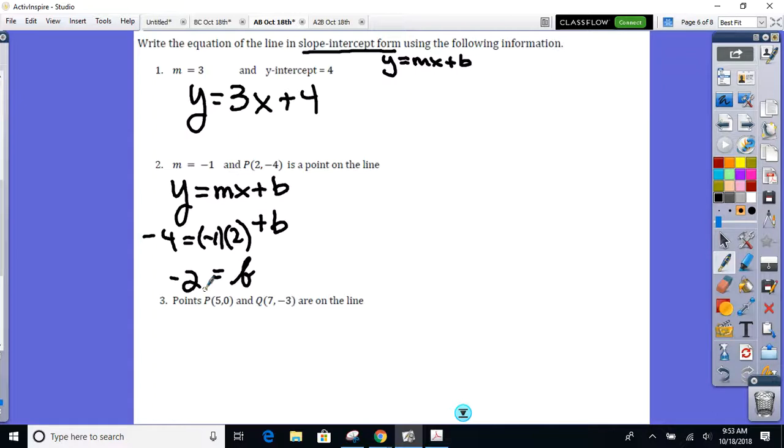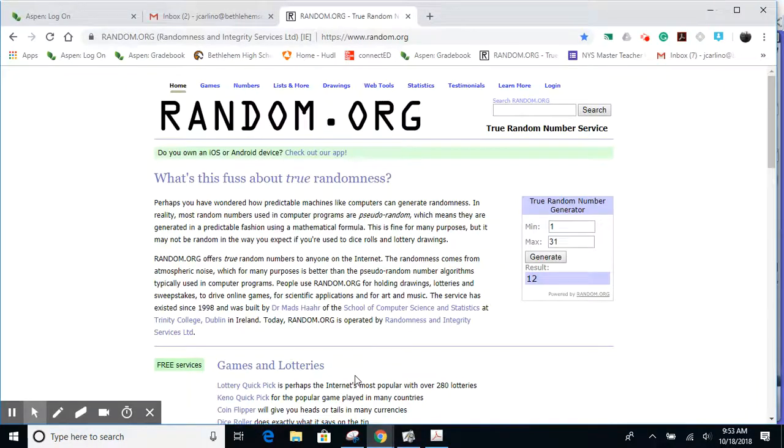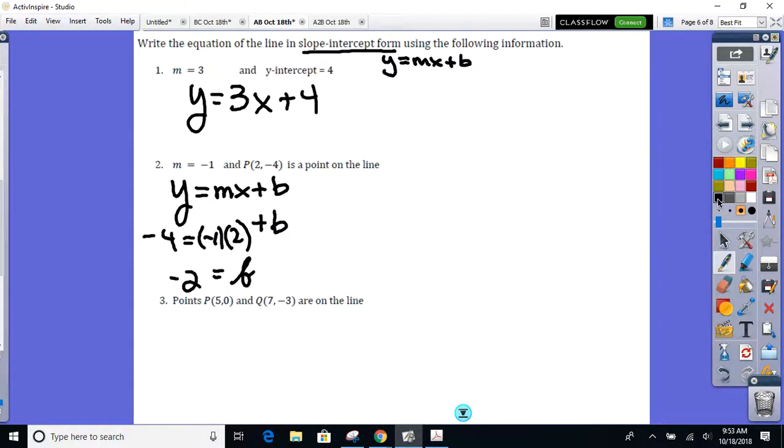Okay, can you guys put this all together and give me the equation of the line now? Now that I know the y-intercept and the slope, what's the equation of this line? Everyone all right there? Are you comfortable finding B if it's missing now? Okay, how to find the B value.